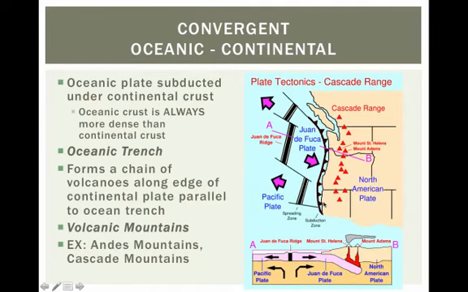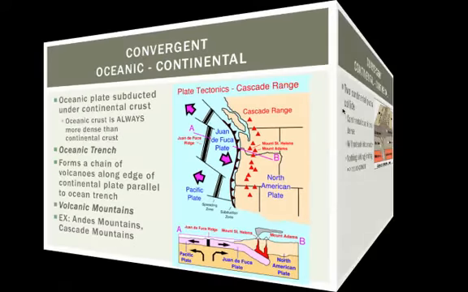And again, here's the Cascade Range. We can see that we have this plate being subducted, and we have Mount St. Helens, Mount Adams, we have the Cascade Mountain, volcanic mountain range that's being produced.